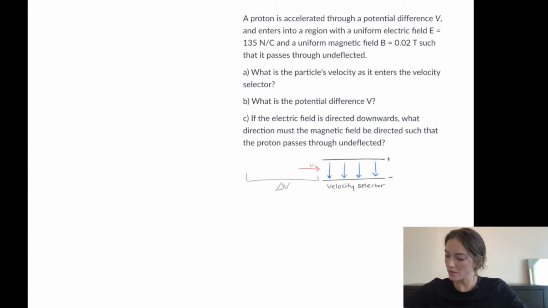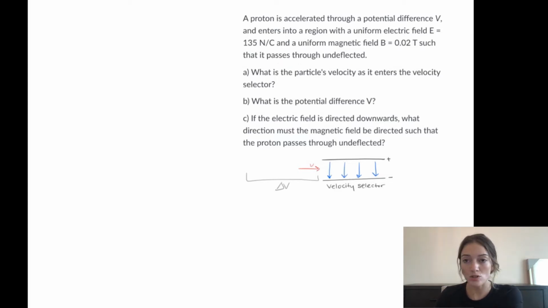Okay, so this is our first problem. This is a velocity selector and a conservation of energy problem. So we have a proton accelerated through a potential difference that enters a region with a uniform electric field, E equal to 135 newtons per coulomb, and a uniform magnetic field of 0.02 Tesla, such that it passes through undeflected. So we have a velocity selector here. What is the particle's velocity as it enters the velocity selector?